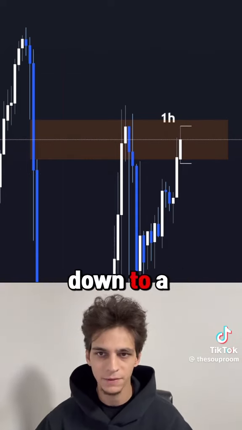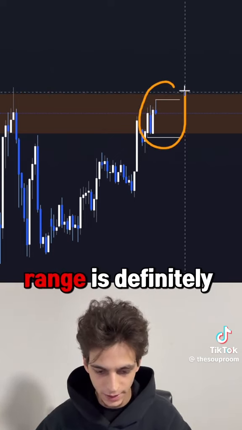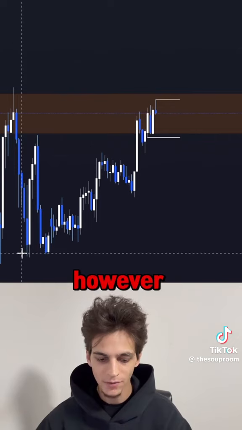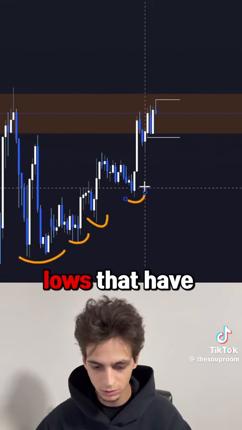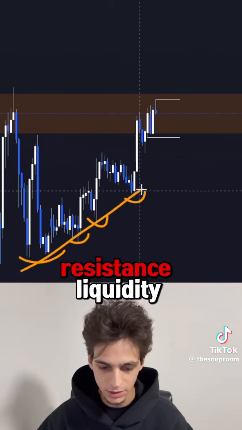Now let's drop down to a 15-minute time frame. On the 15-minute time frame, we can see that the hourly range is definitely valid because we have some equal lows right here. However, we also notice that we have lows, lows, lows, lows that have never been tapped into. That is what I call low resistance liquidity.